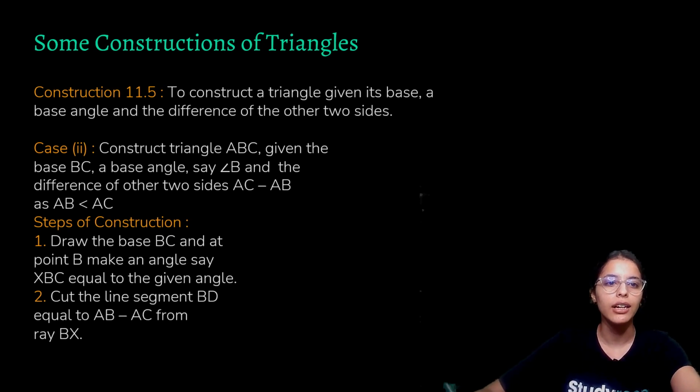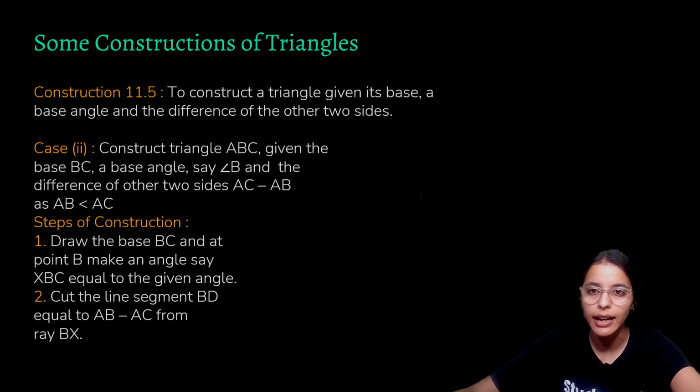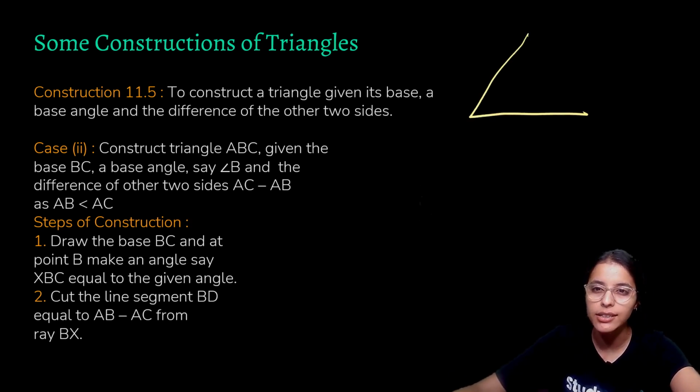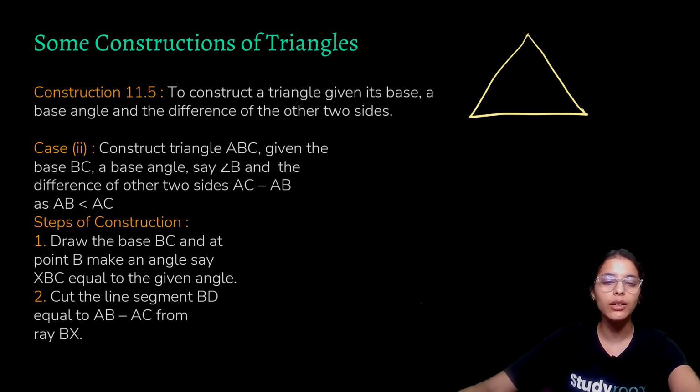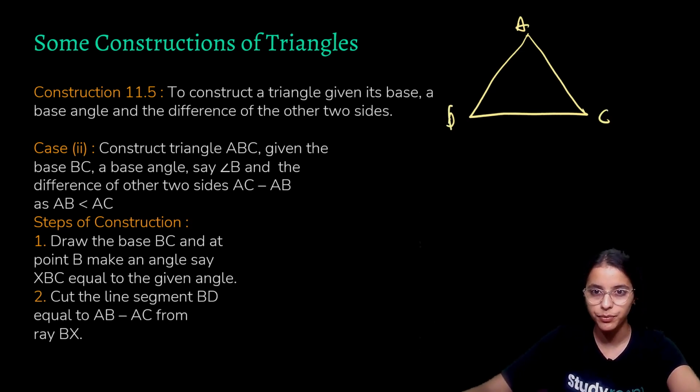Now we'll move on to our second case. Our second case is when the base angle is between the smaller side and the base. Let us see the question that is given to us. We have a triangle ABC, let us mark it A, B, and C. We have a triangle ABC with the base angle B, and the difference of the other two sides, that is AC minus AB, is given to us.